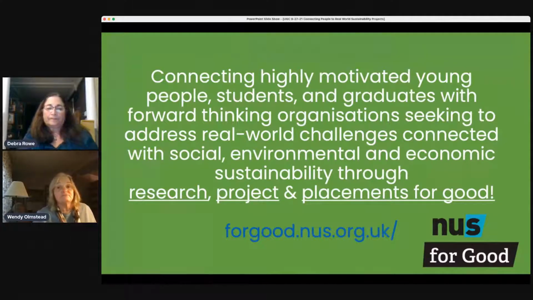Here's how it works. Students register and use the platform for free. They indicate their main areas of interest and expertise. Organizations register and create profiles and then both of them can search the database to find their perfect opportunity or match. Membership costs vary for organizations based on annual revenue and their nonprofit or profit status. Let's take a closer look at the projects, placements, and research.